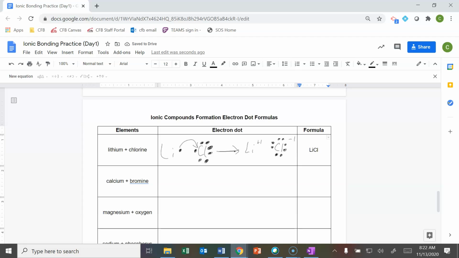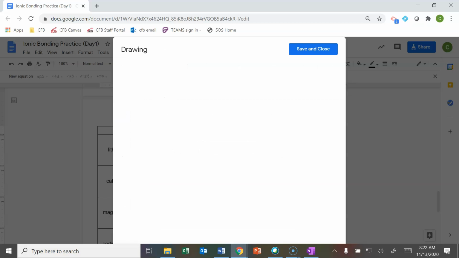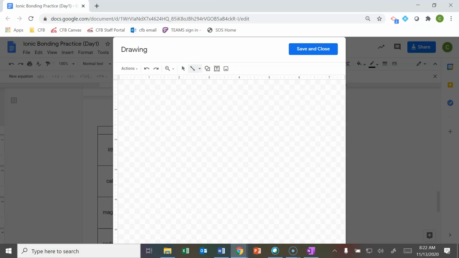All right, calcium and bromine is a little different, so let's do one of those. Going to insert a drawing, new, scribble. Okay, calcium and bromine. So calcium is Ca with 2 dots, and bromine, Br, and it has 7 dots. If you were to find it on the periodic table, it's in group 7A.